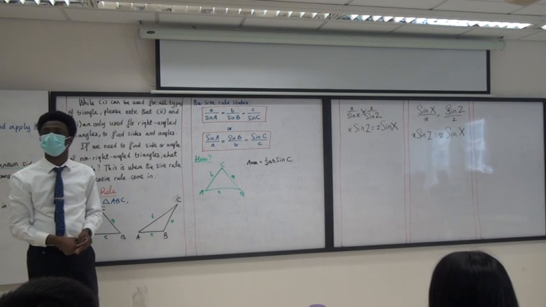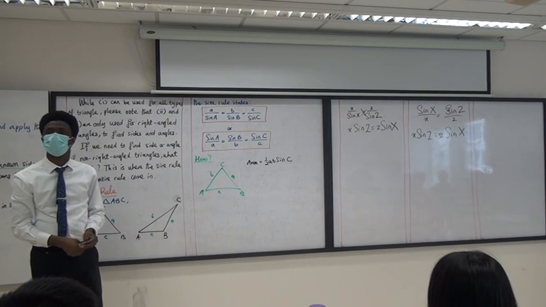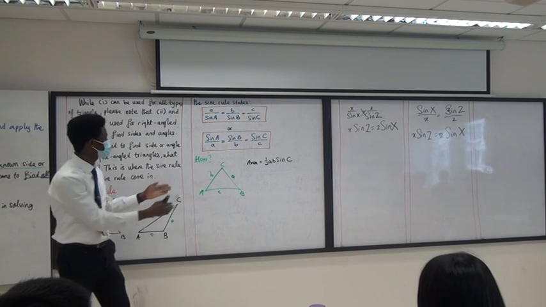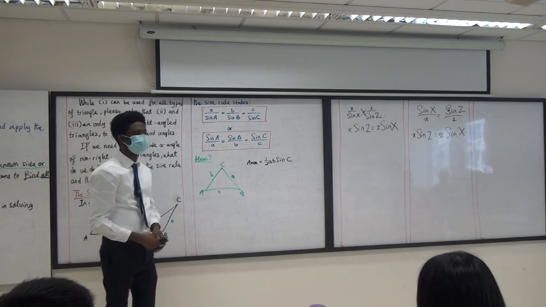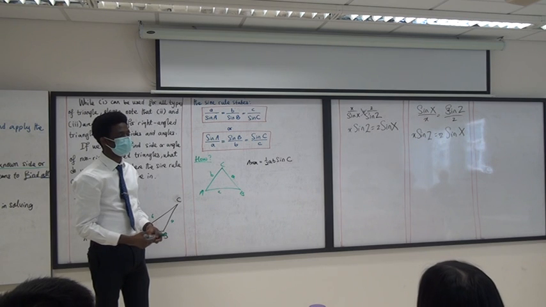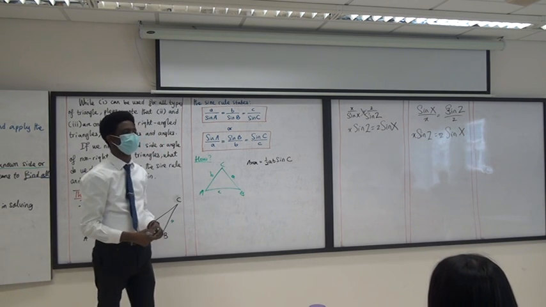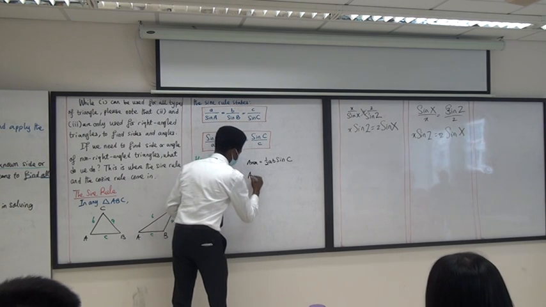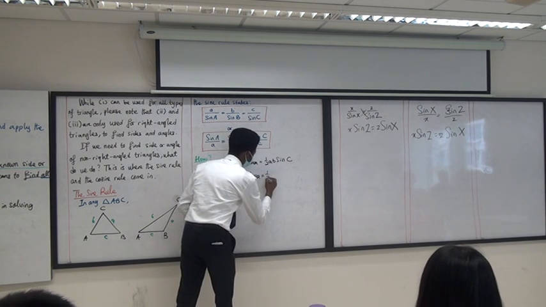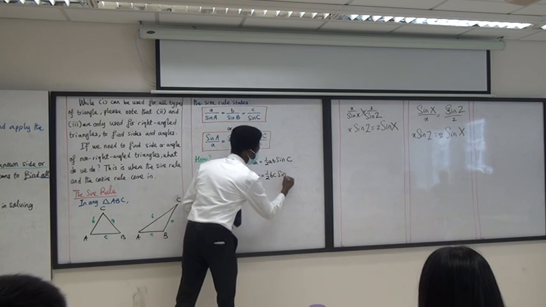Jody, can you tell us why? Because the angle is in between the two sides. The angle is between the two sides. Remember that. Area is half times the two sides multiplied and the sine of the angle between them. So together, area is going to be half BC sine what?